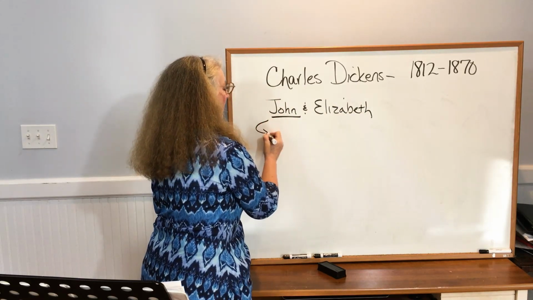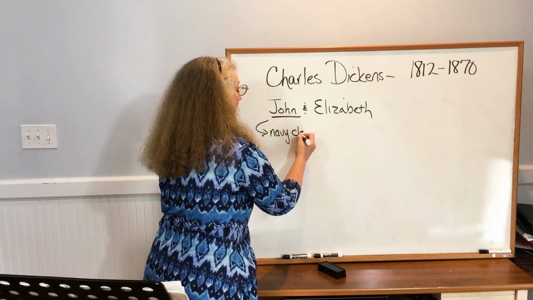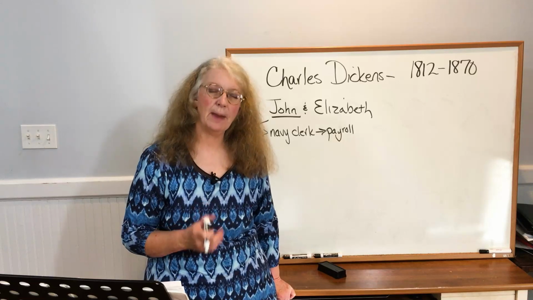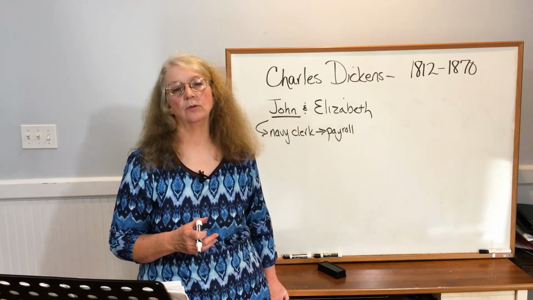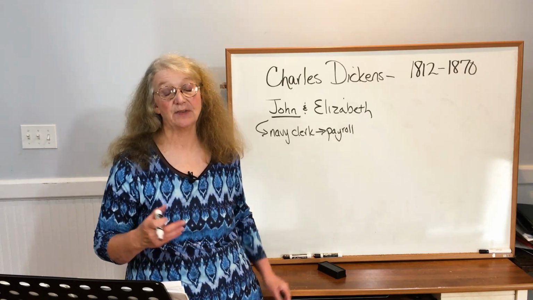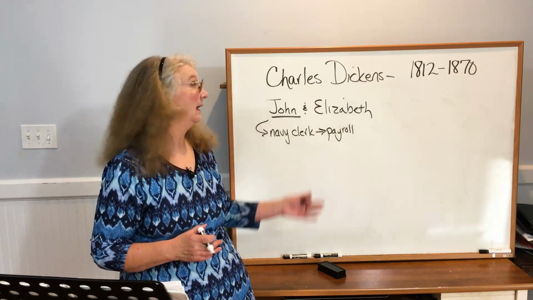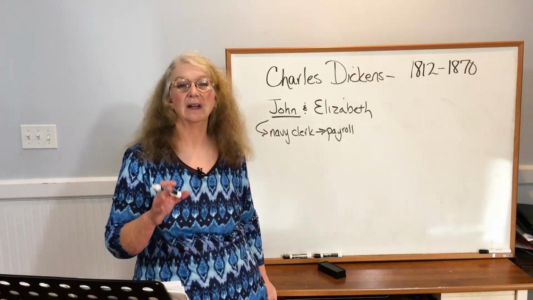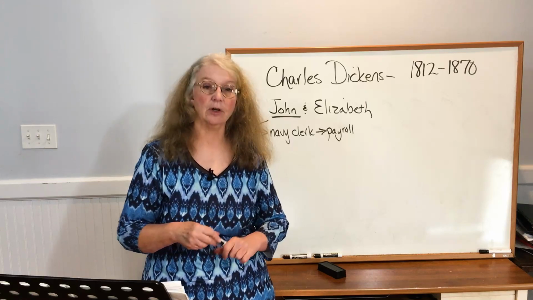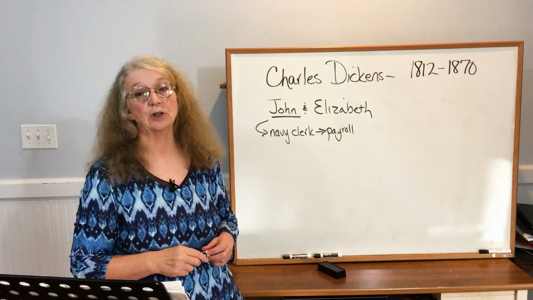John was a Navy clerk for the payroll. He was not paid very much. And so John always was having trouble with money, particularly as his family grew larger, and he was always getting moved around. In fact, Charles Dickens moved like 4 times by the time he was 5 years old to different naval yards where his father had to be put in order to be able to get paid.